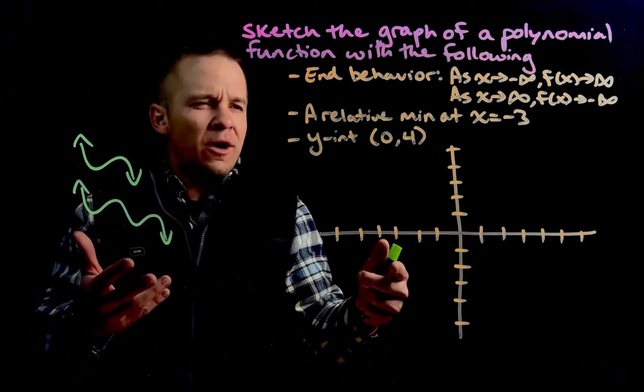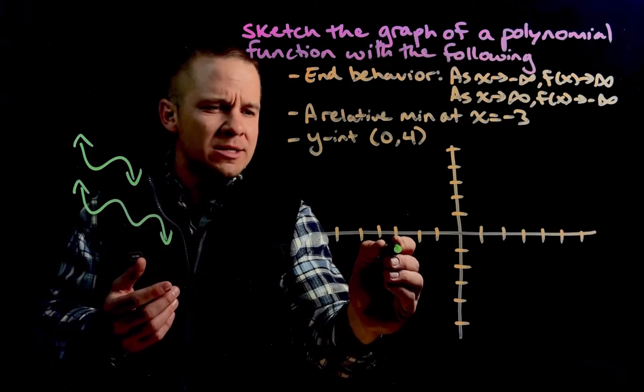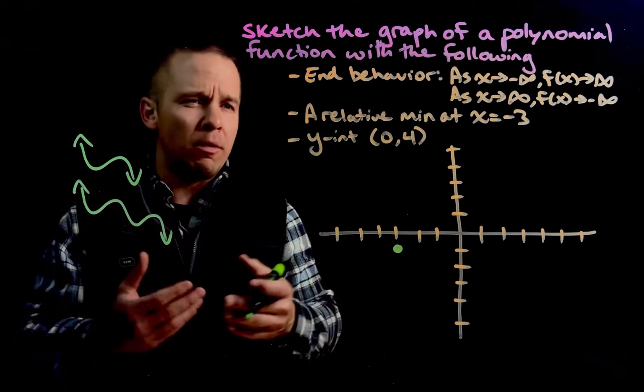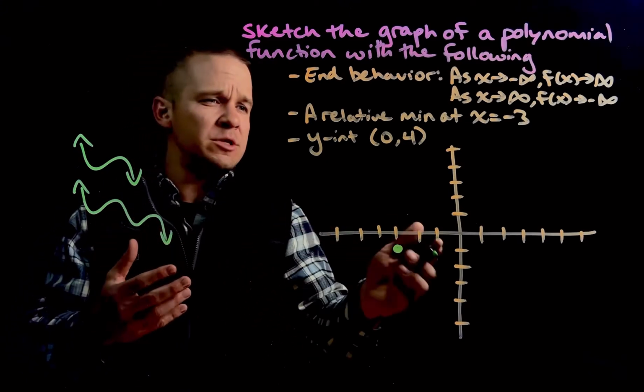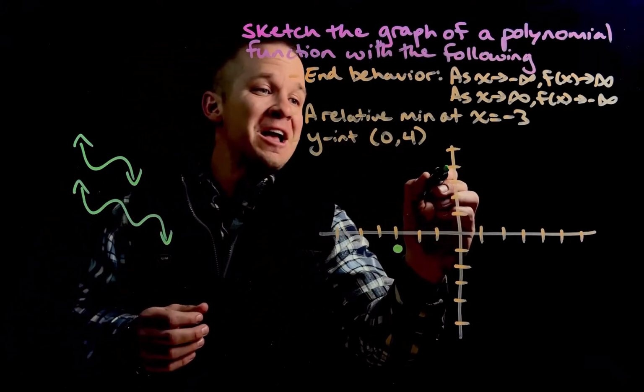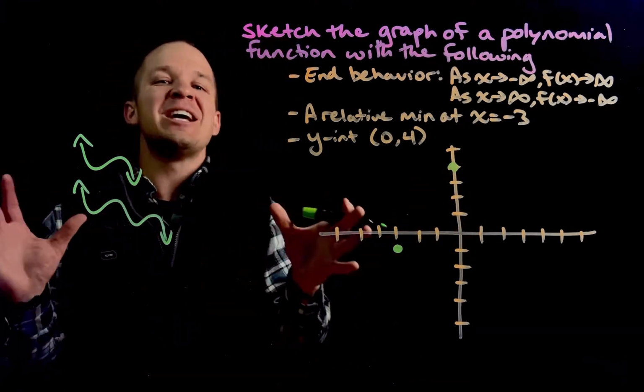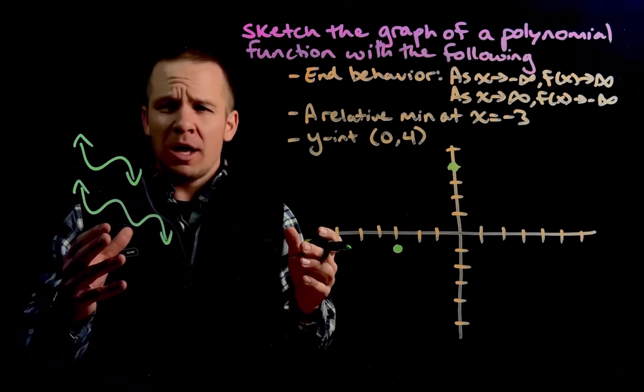But how about just for fun here? I'm going to throw a point below the x-axis. I'm just going to go right here. I'm going to say that's going to be a low point. And then I got a y-intercept of (0, 4). That is for sure going right here, right? Definitely going there.